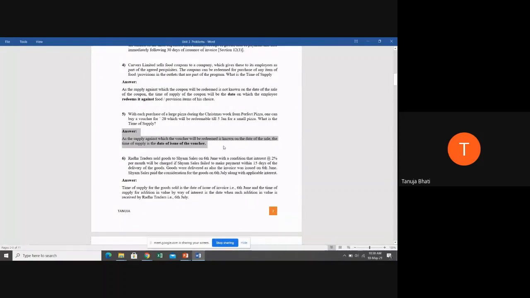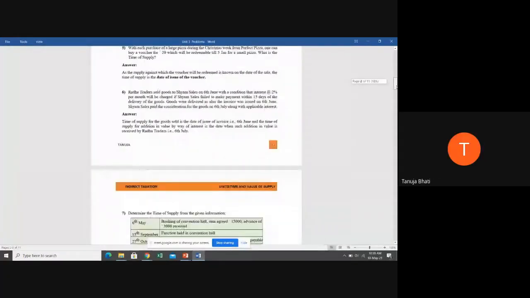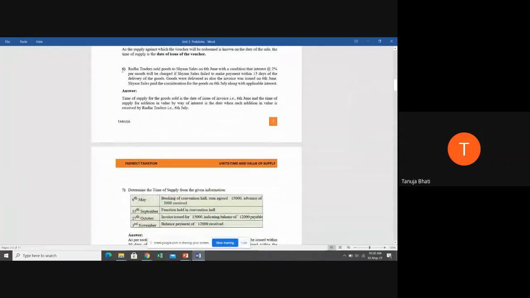Next. Is problem number 5 clear to everyone? Yes, ma'am. Okay. Let us move ahead to problem number 6. Radha traders sold goods to Sham sales on 6th June with the condition that interest at the rate of 2% per month will be charged if Sham sales failed to make the payment within 15 days of the delivery of goods. Now, goods were delivered as also the invoice was issued on the 6th June. Now, Sham Sales paid the consideration for the goods on 6th July along with the applicable interest.